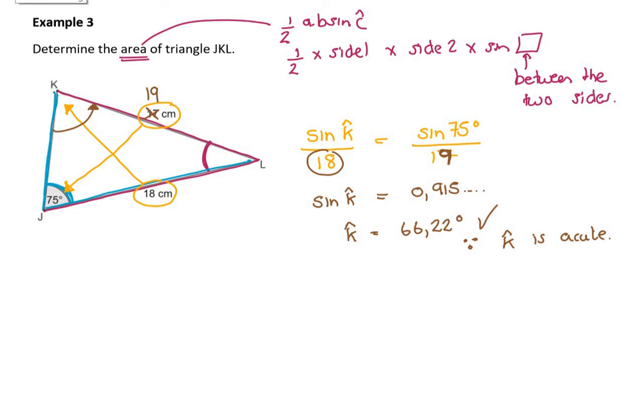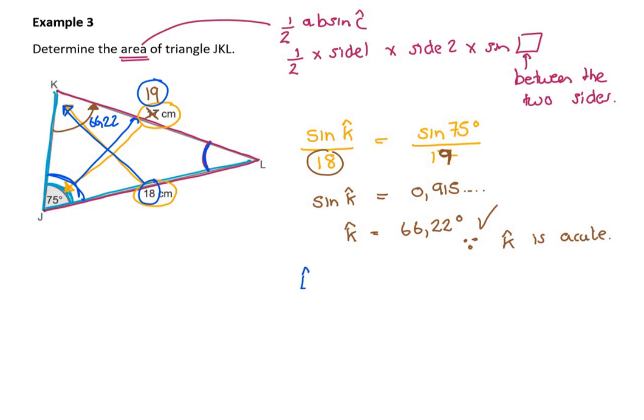I also know that it has to be 66.22 because 75 degrees is opposite 19, which so far is the biggest side in this triangle. So if 18 is smaller than 19, the angle opposite it has to be smaller than 75. It couldn't possibly be the other option. Now how does this help me? This is 66.22, that's wonderful. I didn't want angle K, I actually initially thought angle L would be a good idea.